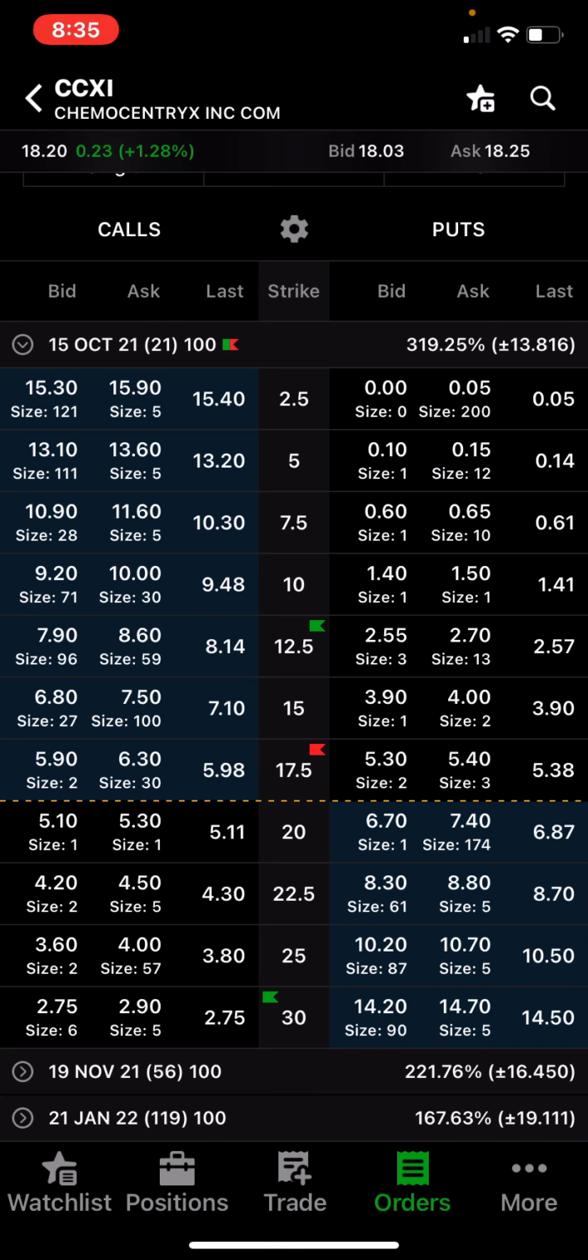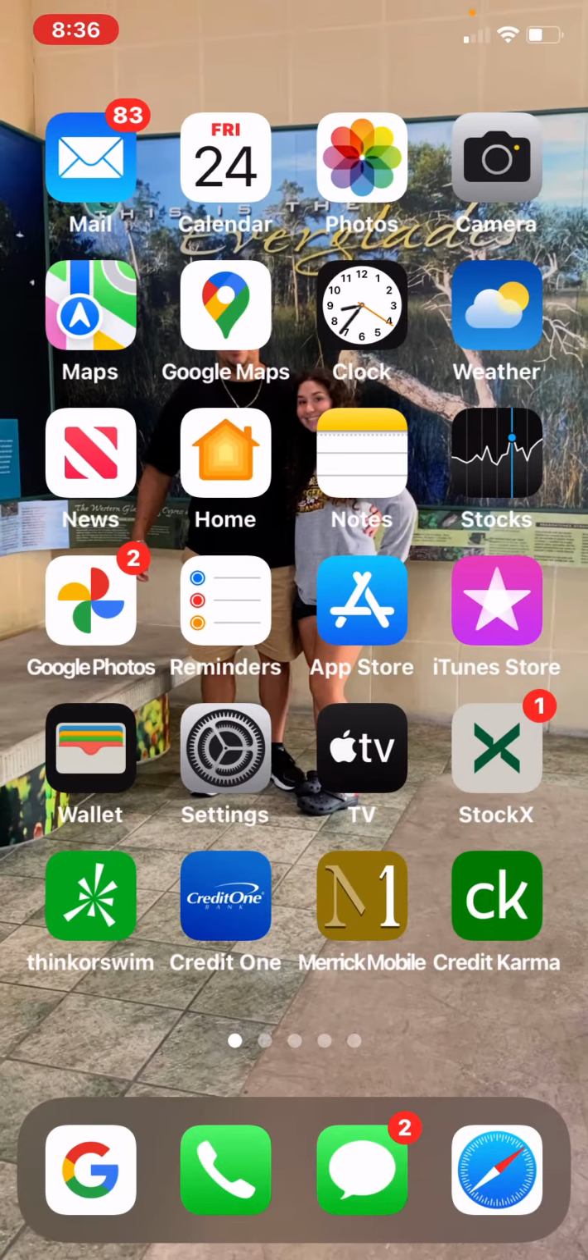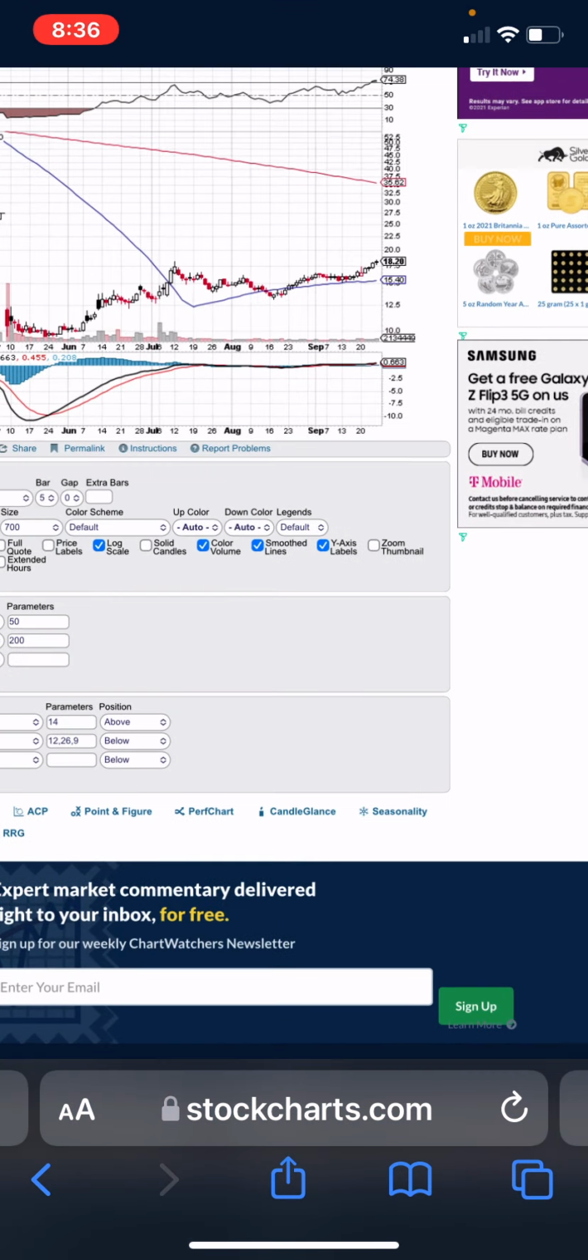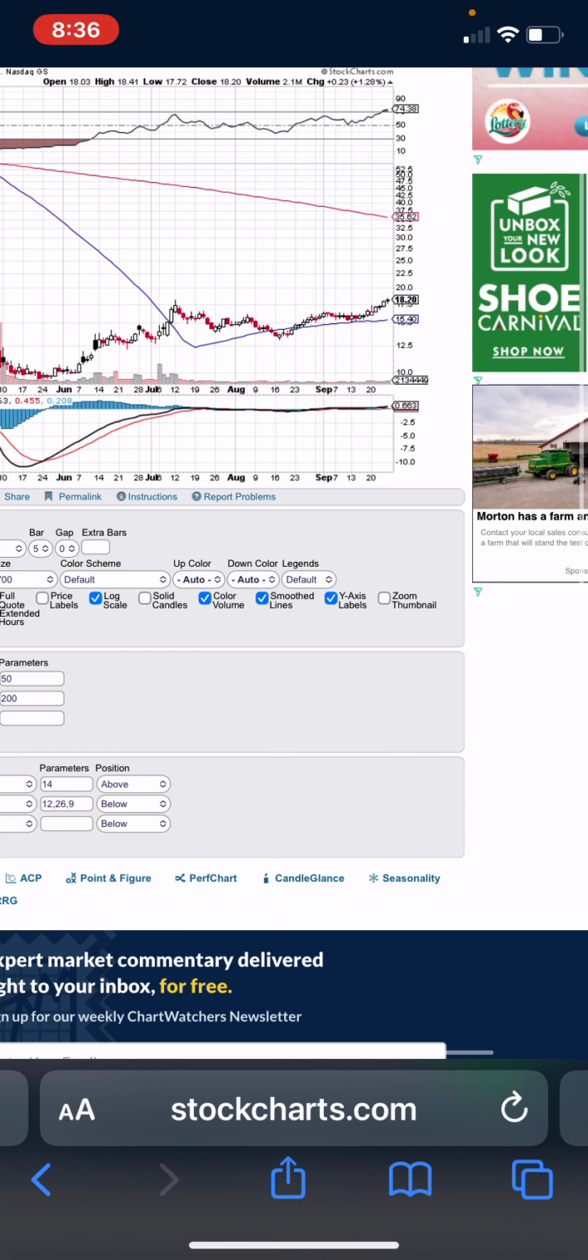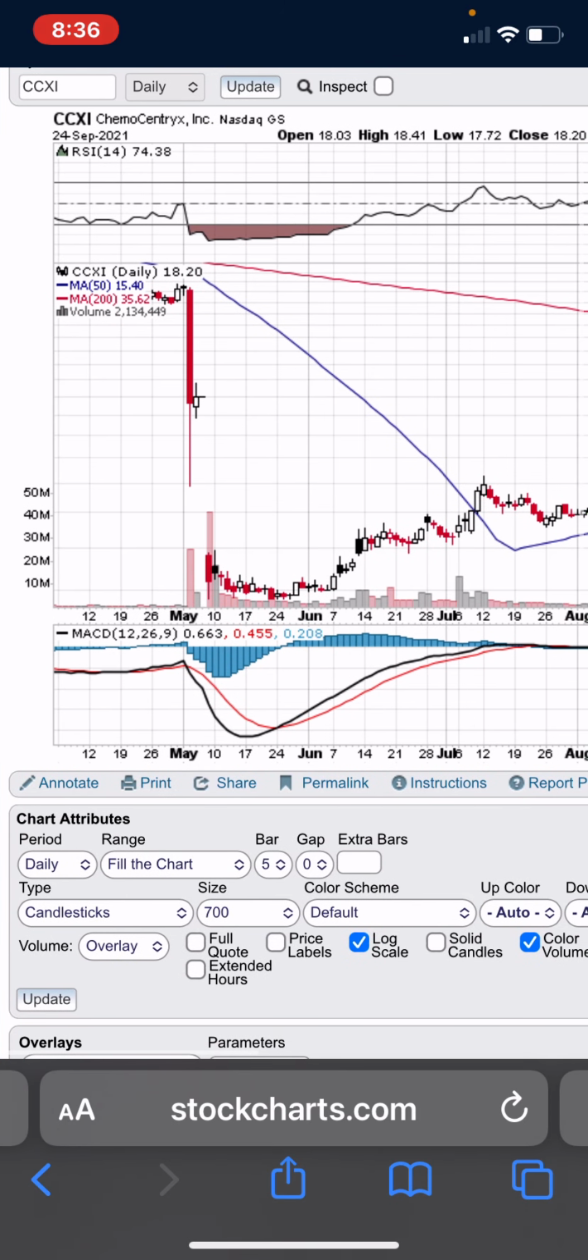So the most I can lose is basically $500, which is the width of 17.5 to 12.5, the max pain there, minus the credit I collected, 7 cents, which is not a lot. So that's what I did there. Look at the chart. Pretty much $15 is the 50-day moving average. So that was a trade on CCXI.